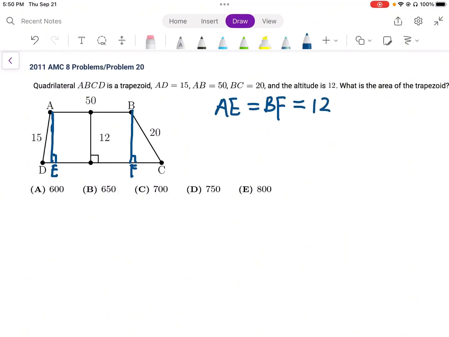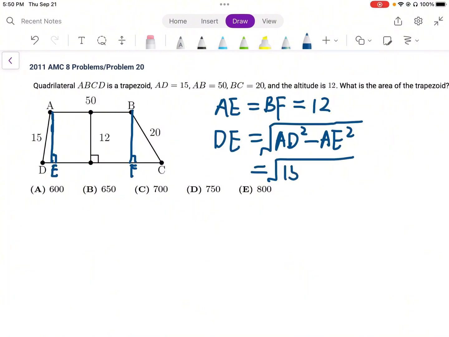And because ADE and BFC are both right triangles, DE equals square root of AD squared subtract AE squared. That equals square root of 15 squared subtract 12 squared. And it equals 9.